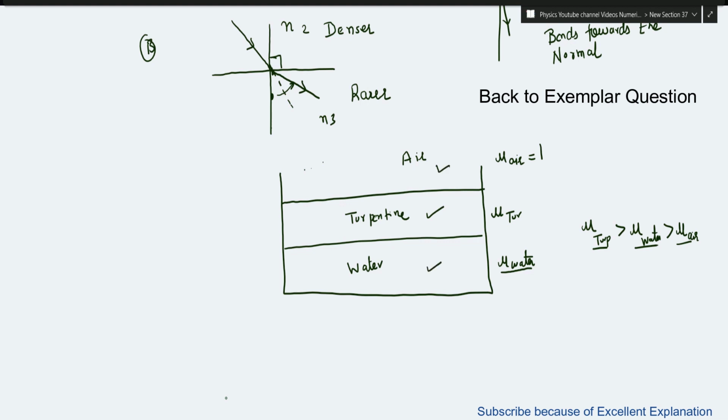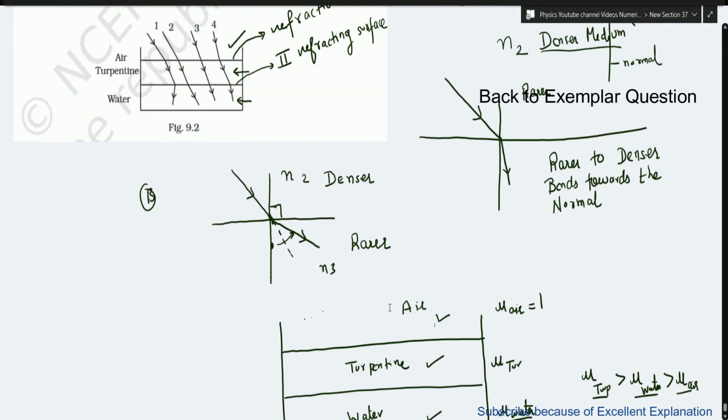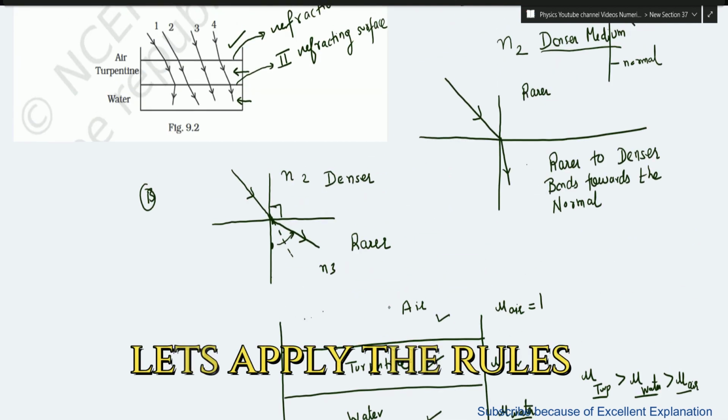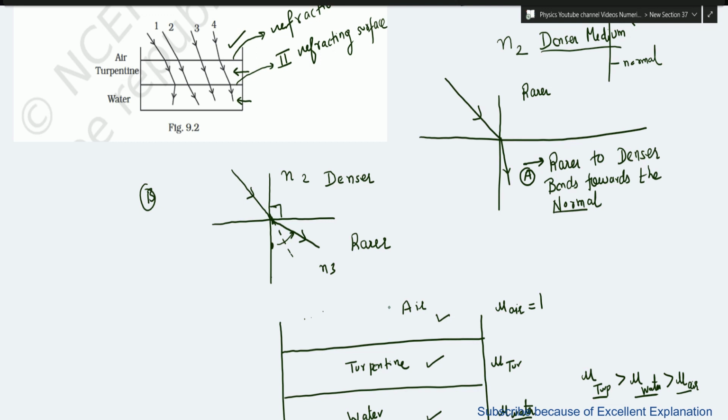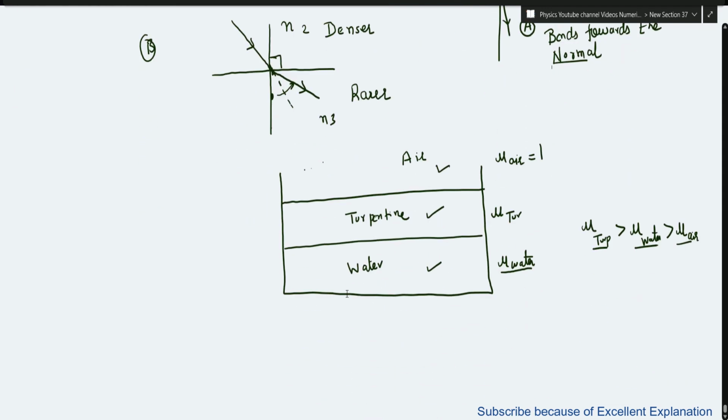Now we will use the rules we learned here, which are these rules. Rule number 1: if you move from rarer to denser, the refracted ray will bend towards the normal. What will bend? The refracted ray. And in the case of denser to rarer, the refracted ray will move away from the normal, right? So this is the case of denser to rarer. This was rule number 2 we have learned.